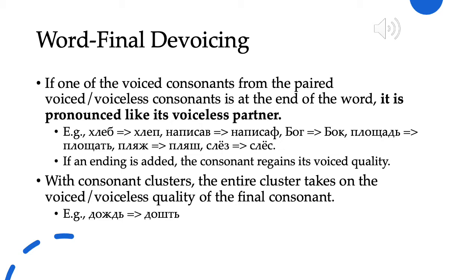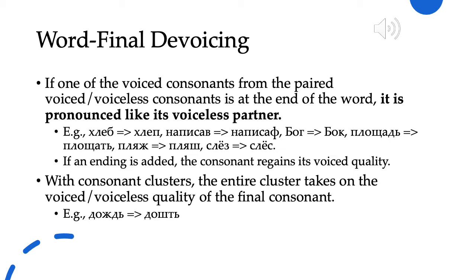Пляж, a beach, is pronounced plyazh. Slyoz, tears, in the genitive plural, is pronounced slyos. And if you're confused, probably most non-heritage speakers will not find this confusing. Non-heritage speakers tend to get tripped up over the pronunciation.